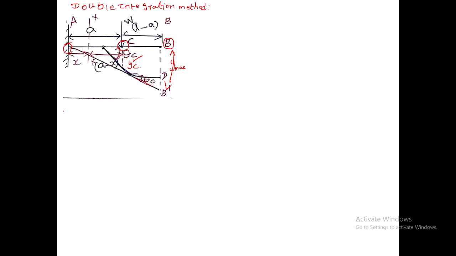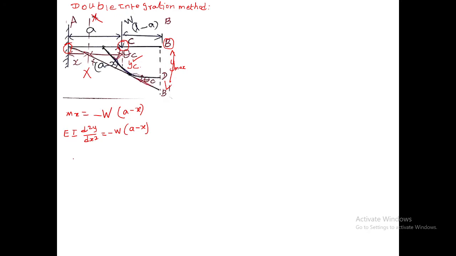First, take moment about point A. Consider section xx. The moment is W into (a minus x). So the deflection beam equation is d square y by dx square equal to minus W into (a minus x).